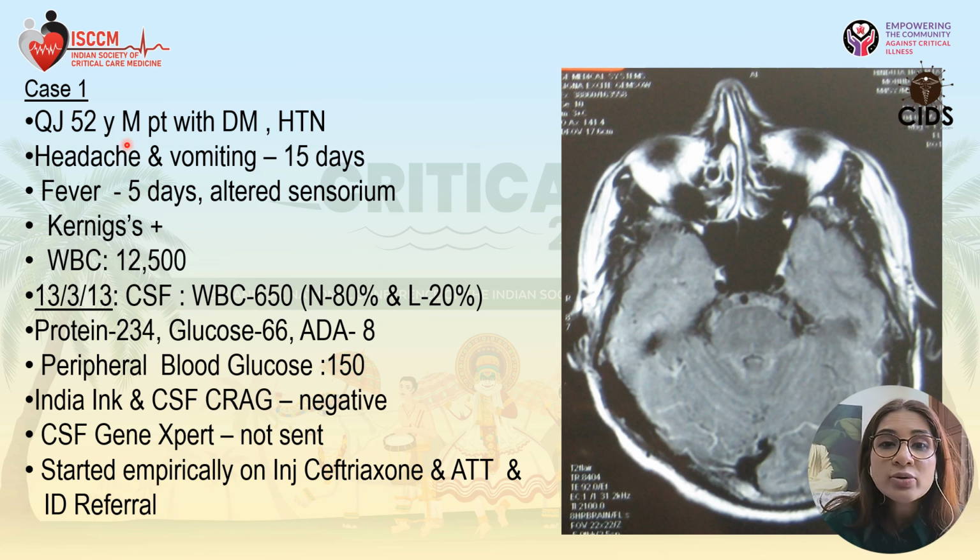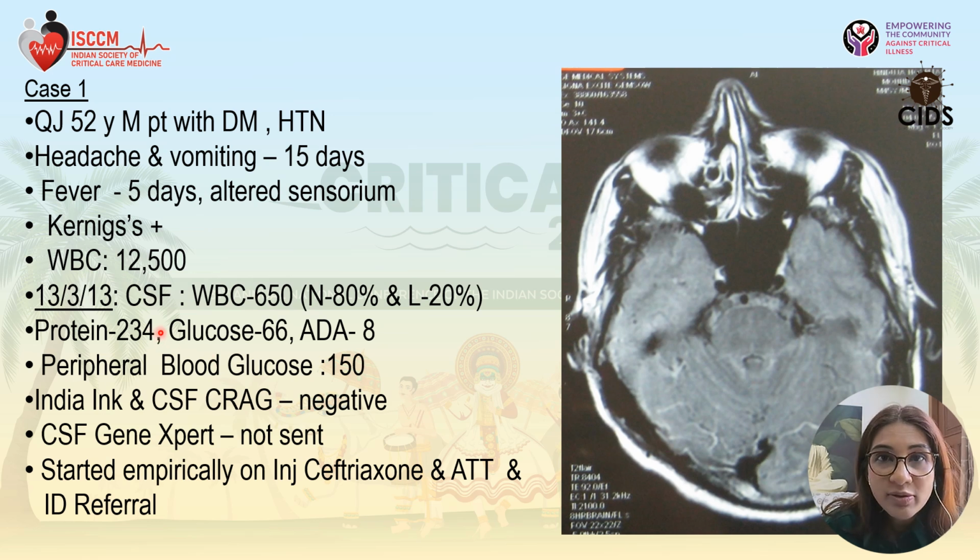This is a 52-year-old gentleman with diabetes and hypertension. He had headache and vomiting for 15 days, and then he developed fever for 5 days, presented with altered sensorium in the ICU, had Kernig's sign positive. Peripheral WBC count was 12,500. And as we can see here, there is leptomeningeal enhancement, which is seen on the MRI.